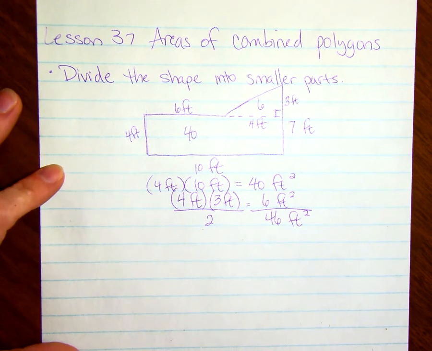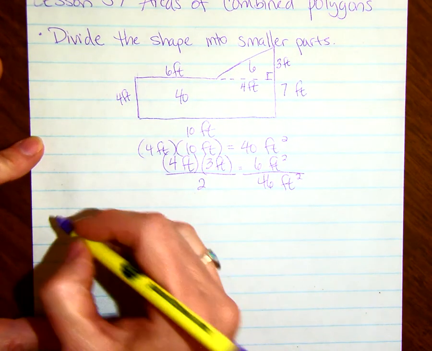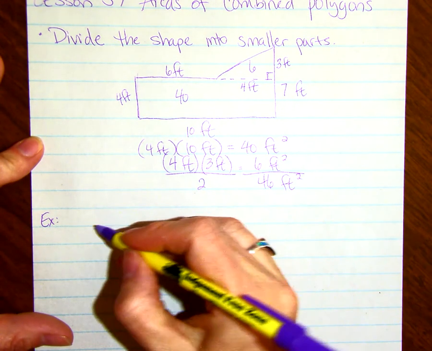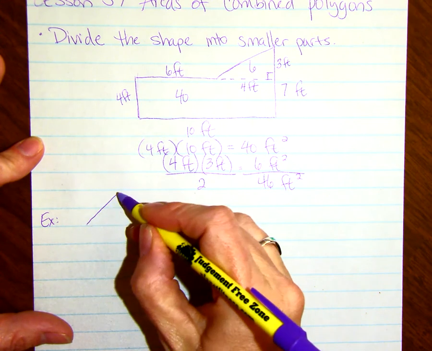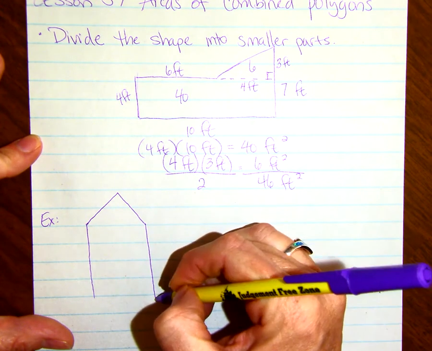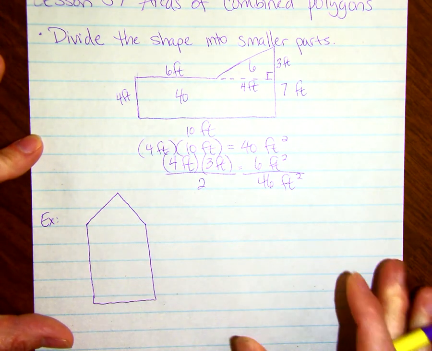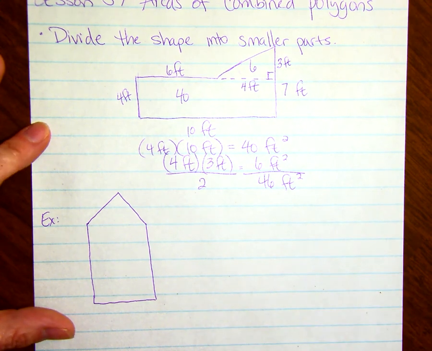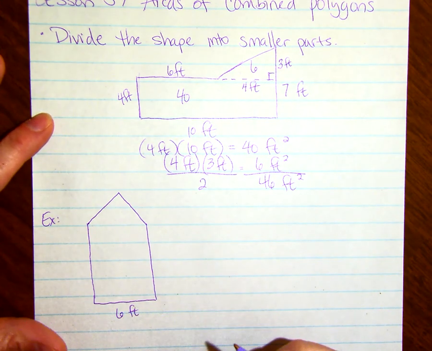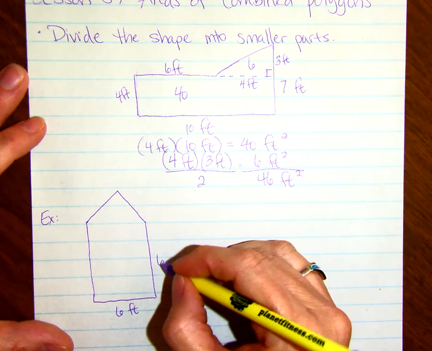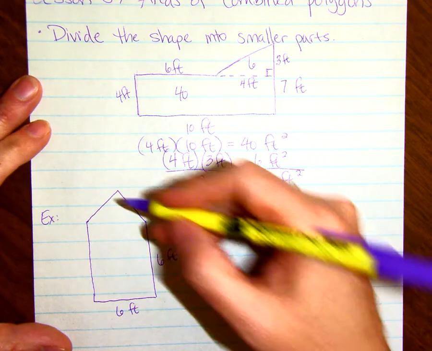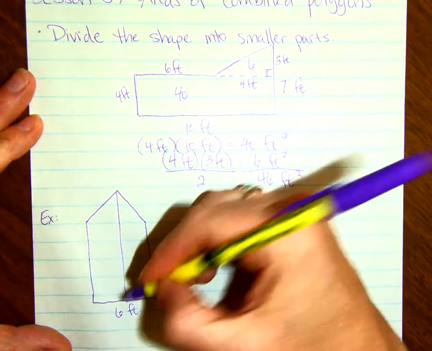We're going to do one more example of a figure that's a combined polygon. Whoops, this doesn't look to scale, does it? That looks smaller than that one, but that's supposed to be 6 feet. Whoops. And then this whole height right here is 10 feet.